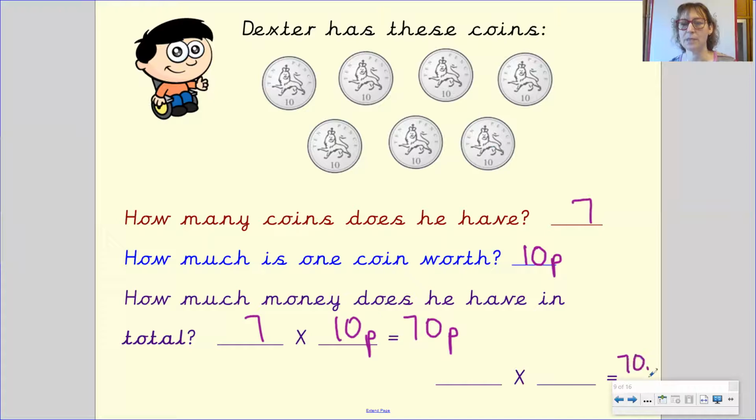Now, we need to make sure that the answer stays the same. So I'm going to squash my 70p in there. And we are swapping the numbers round. The p is stuck to the 10. The p doesn't change. It doesn't go to the 7. This p stays with the 10. So we've still got 10p and we've got 7 lots of them. So we've got 70p. So whatever coin it is, wherever the money is, it stays stuck to that number. It moves with the number.